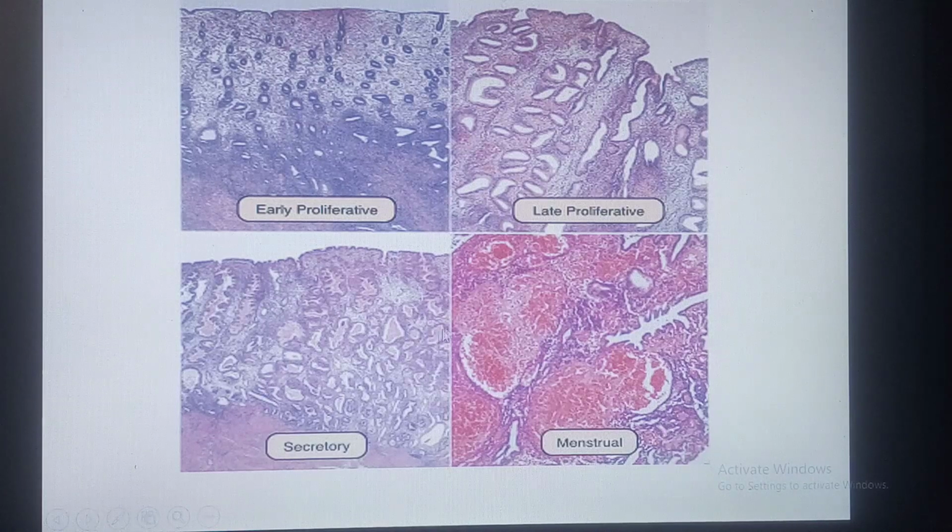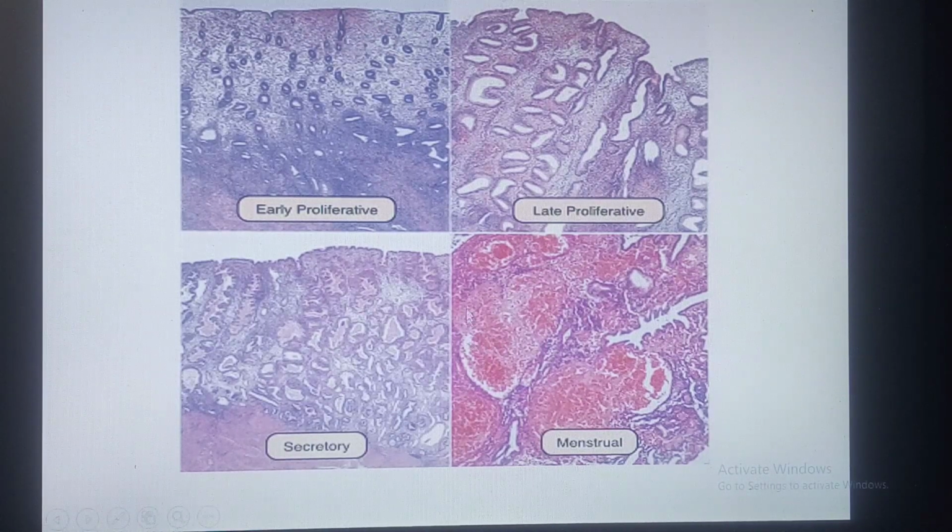But if no pregnancy occurs, then after 2 weeks the corpus luteum will regress, and of course there will be spasms in the spiral vessels in the functional layer of the endometrium, leading to rupturing of the blood vessels. The blood will clot, and later everything will regress and be broken down, which will come as menses.